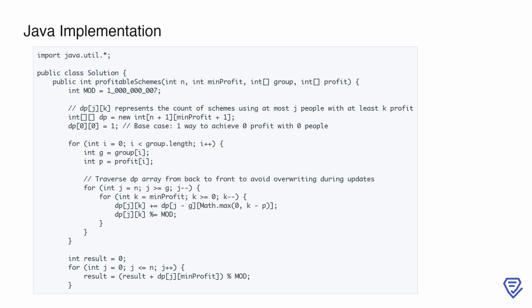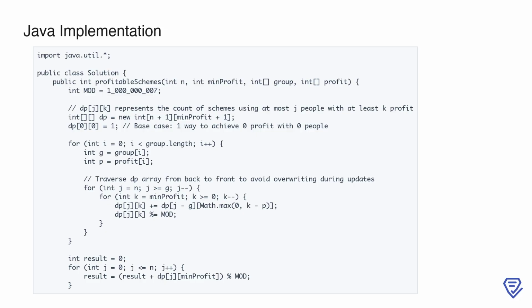First, we import the necessary utilities and define the profitable schemes method, which takes 4 parameters: the total number of people available n, the minimum required profit min profit, the group array representing the number of people required for each scheme, and the profit array representing the profit associated with each scheme. We define a constant mod as 1 billion and 7 to handle modulo operations and prevent overflow.